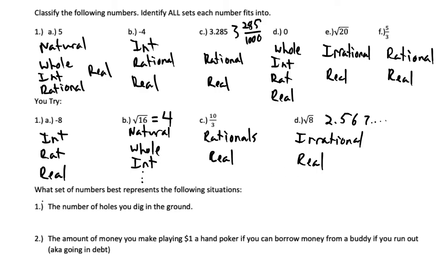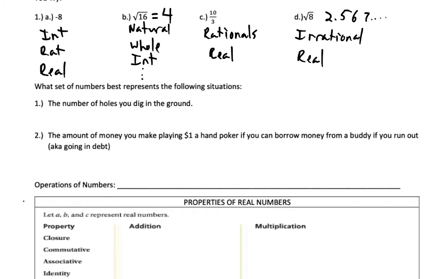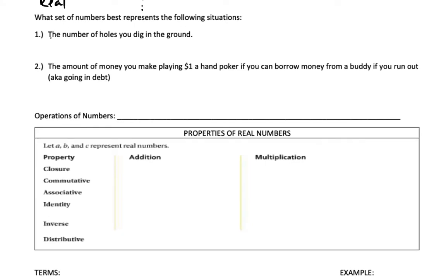Great. Now let's look at trying to figure out what set of numbers best represents some of these situations. Let's talk about the number of holes you dig in the ground. So, how many holes can you dig in a ground? Well, you could have no holes dug, so you could have 0. But then when you start digging a hole, will you ever have half a hole? No, you would automatically have 1 hole. Or when you dig a second one, you'd have 2 holes. Or 3. So what does this look like? Well, we have 0, 1, 2, 3. No fractions, no decimals in between, and we start with 0. This would make it the whole numbers.